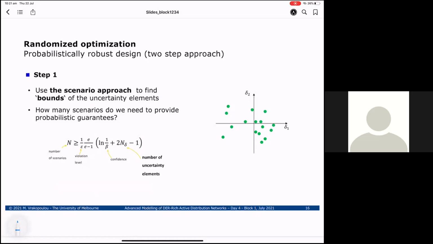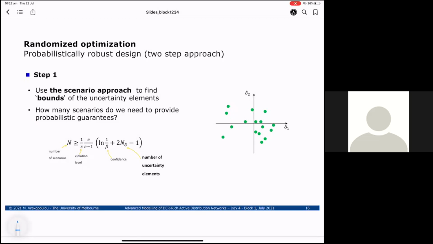What they try to do here is to convert the initial chance constraint problem to a robust problem, and they want to answer the question: what is the box, what is the robust set that we would like to be confined in, so to be robust for. Step 1 uses the scenario approach to find bounds for the uncertainty elements.